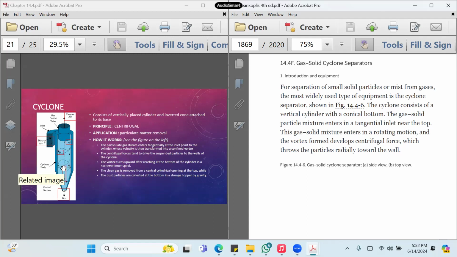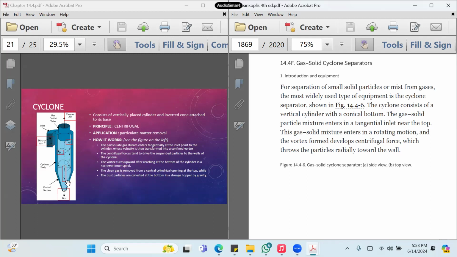The centrifugal force tends to drive the suspended solid particles to the wall because of the collision between the particles and the wall, and then the particles will attach to the walls of the cyclone, while the gas will still move in a vortex manner.